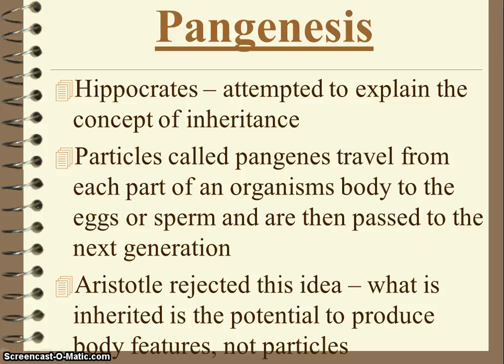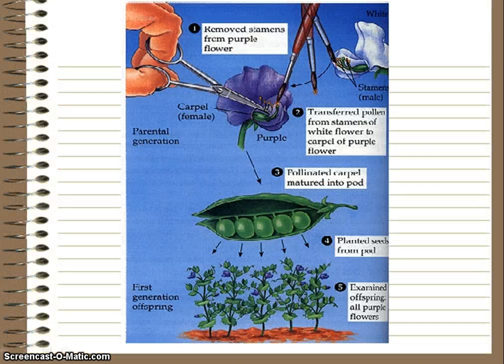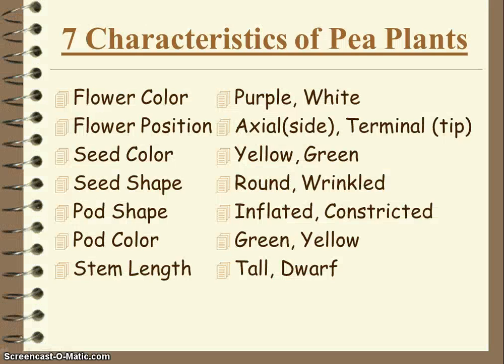Okay? So we first started out with an attempt to explain the concept of inheritance, and they called that pangenesis. All right, well, Aristotle rejected it, okay, and that's not what happened. So Mendel was the guy who came about and did all this and showed us the inheritance probabilities and possibilities when he did his research on pea plants.